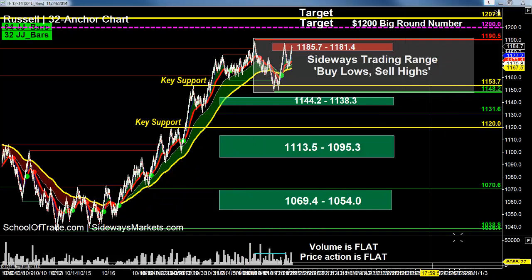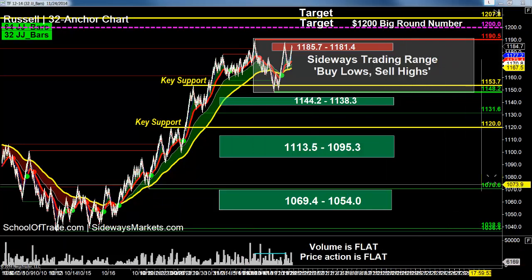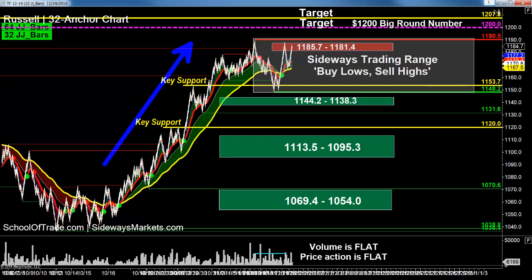First things first here, this frustrating market, Russell. We've been watching this thing for the past few weeks here, right? It's been bullishly pushing higher. Ever since we got about halfway through the month of October, it went right back up and just barely missed that 1,200 big round number all the way up here.